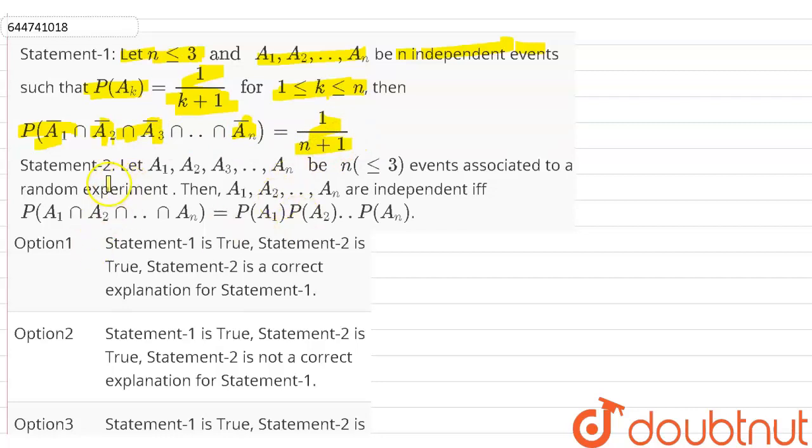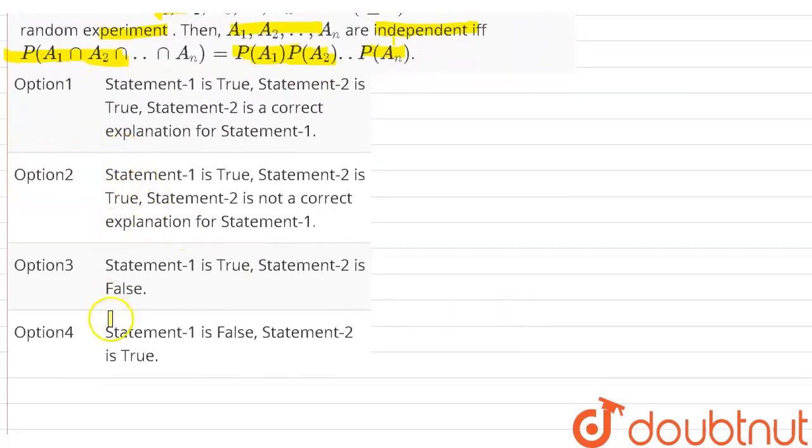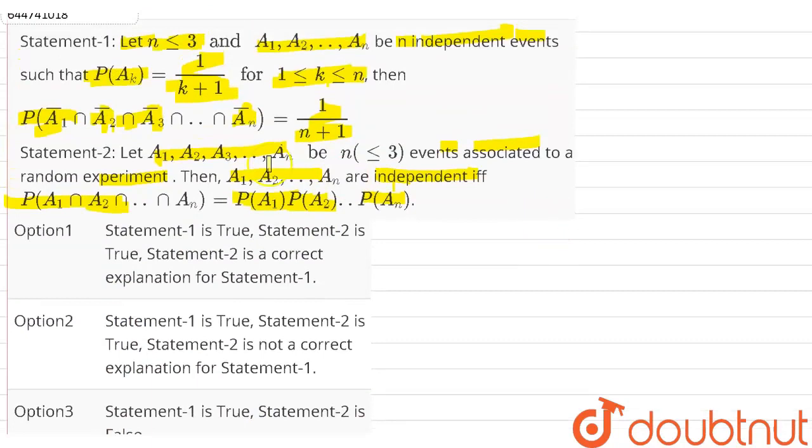And my statement 2 says that let A1, A2, A3 up to An be n events, n less than or equal to 3, associated with the random experiment. Then A1, A2, A3, An are independent if P(A1 intersection A2 and so on) equals P(A1) times P(A2) times P(A3) and so on. Okay, and we have 4 options. So I'm going to check which option is correct. I'm going to solve the question.